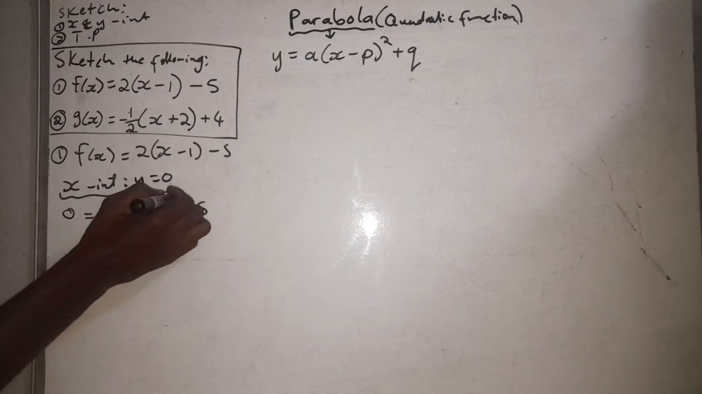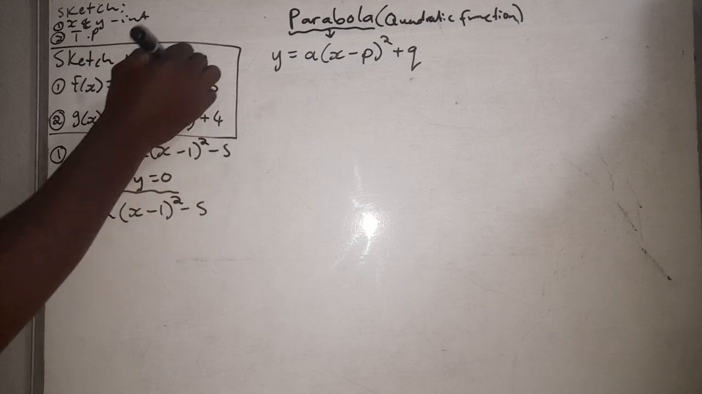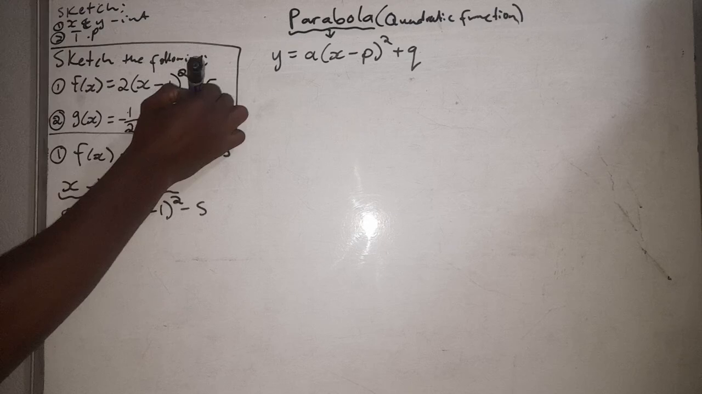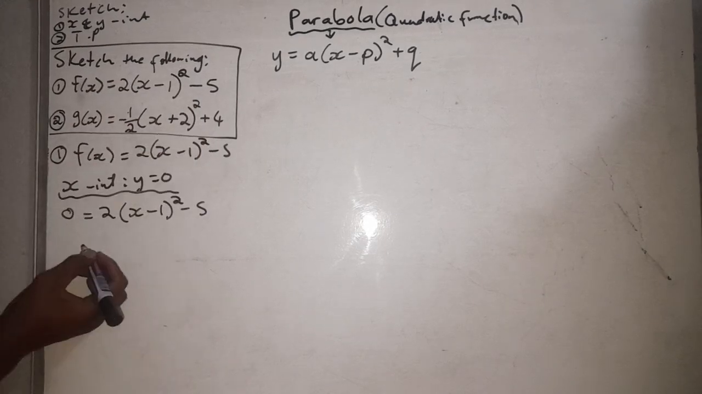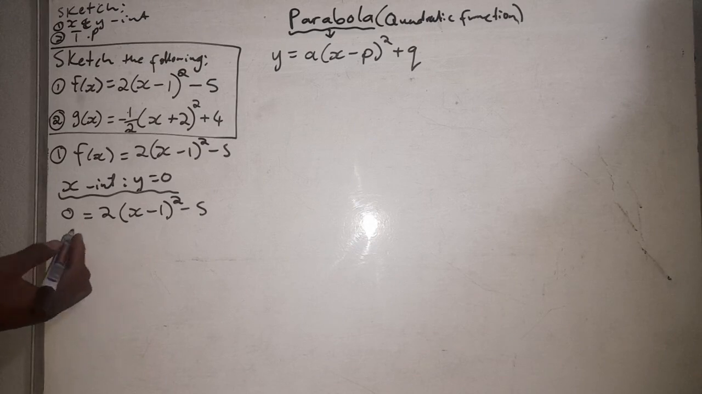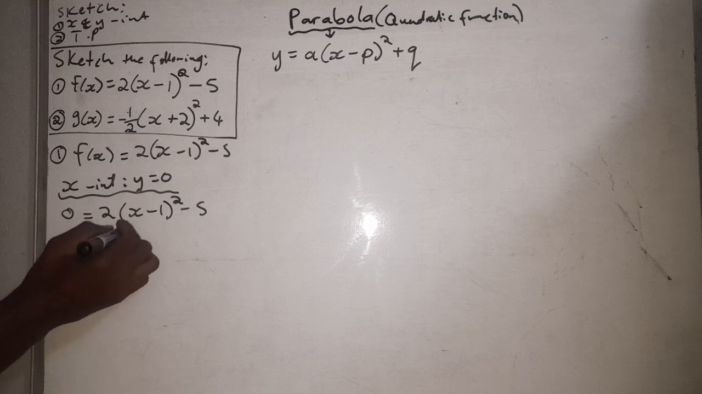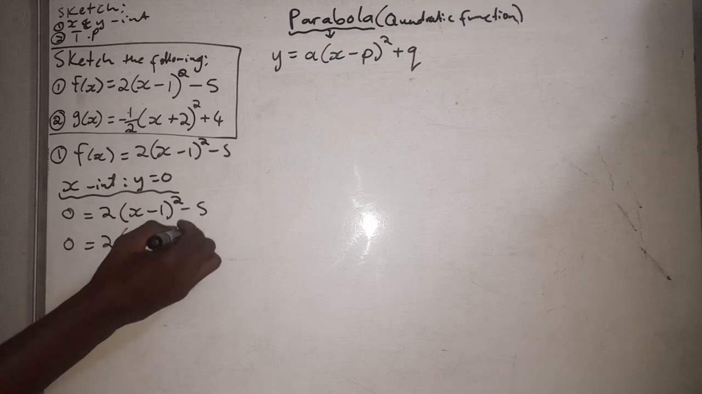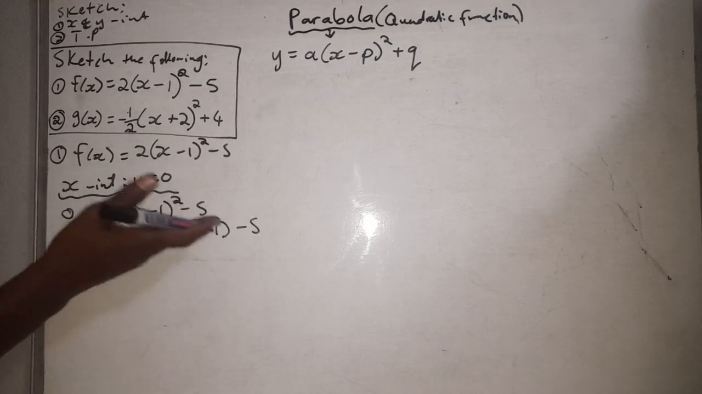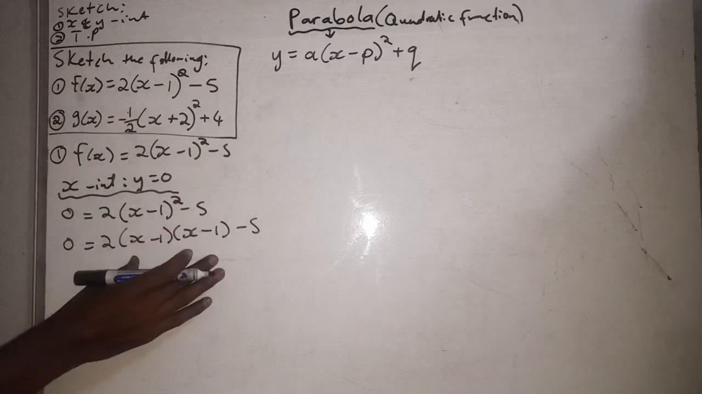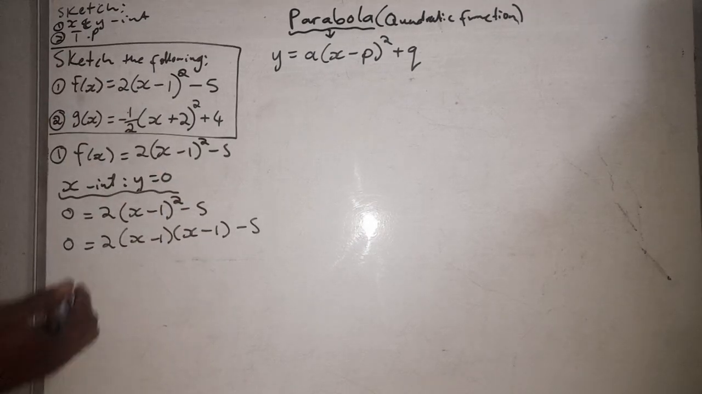Oh, this is squared over here, sorry, squared. I forgot that. So it's squared, otherwise it's not a parabola. Now, FOIL over there: 0 equals 2 into (x minus 1)(x minus 1) minus 5. There's no need to take this 5 to the other side, because at the end of the day, you'll have to factorize or use the quadratic formula.